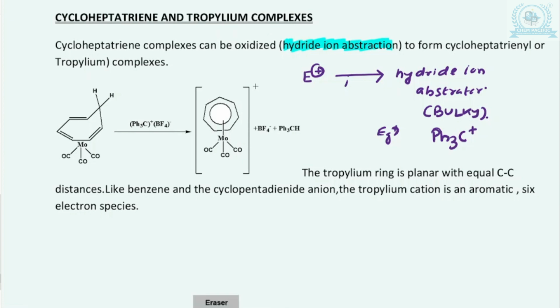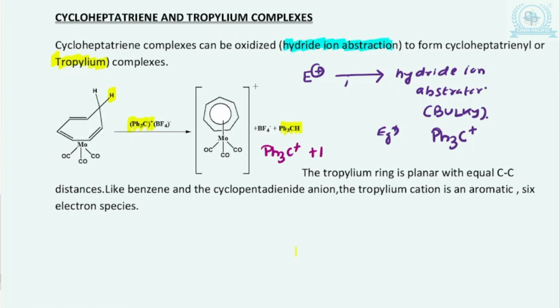So that is why in this case, this is our hydride ion abstractor. Okay, so it is resulting in the formation of the cycloheptatrienyl or the tropylium complexes. So here the H minus is coming out, okay, resulting in the formation of Ph3CH. So this is acting as the hydride ion abstractor.